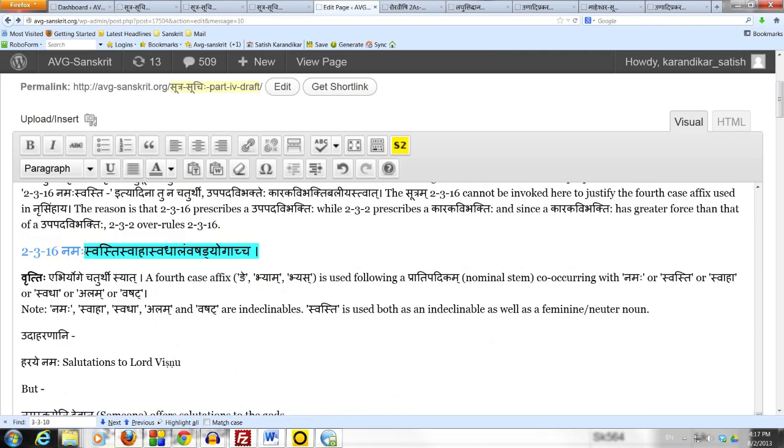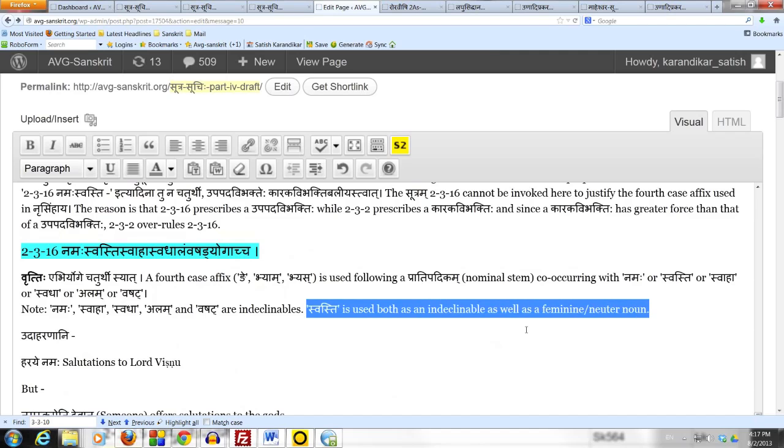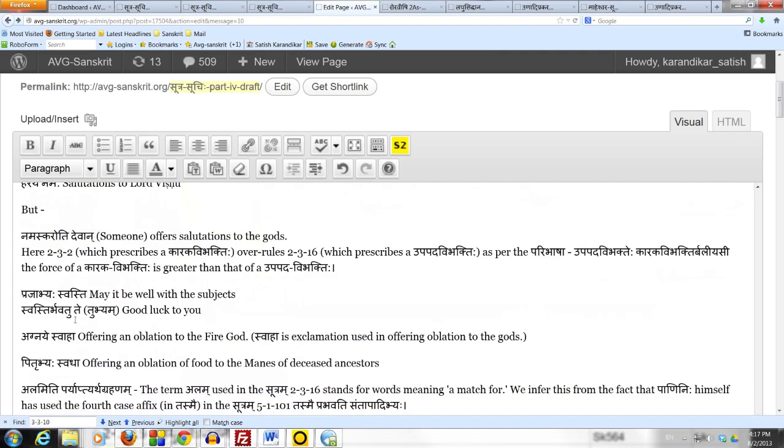Here swasti is used as an indeclinable, as an avyayam. We could also have a usage such as swastir bhavatu te. Te, in the sense of tubhyam, means good luck to you, all the best to you. So here swasti is used as a feminine noun, and in conjunction with that yushmad takes the fourth case singular affix to give the form tubhyam, short form te.